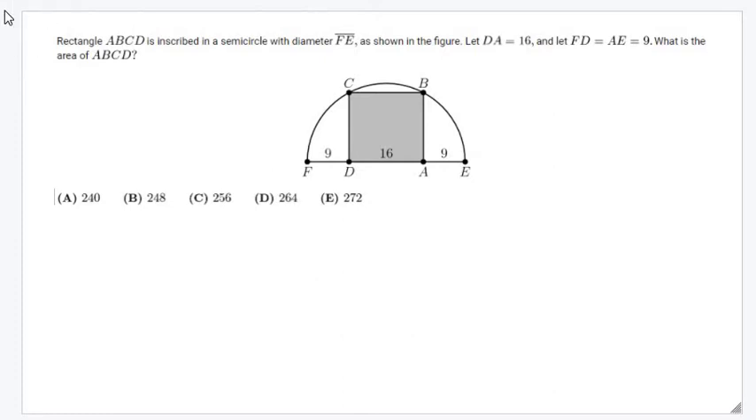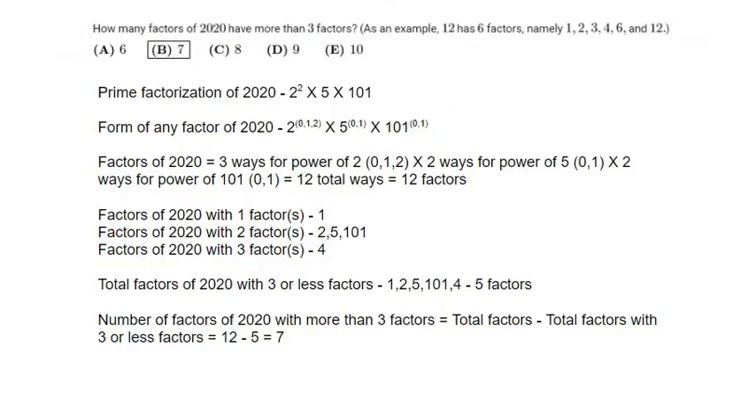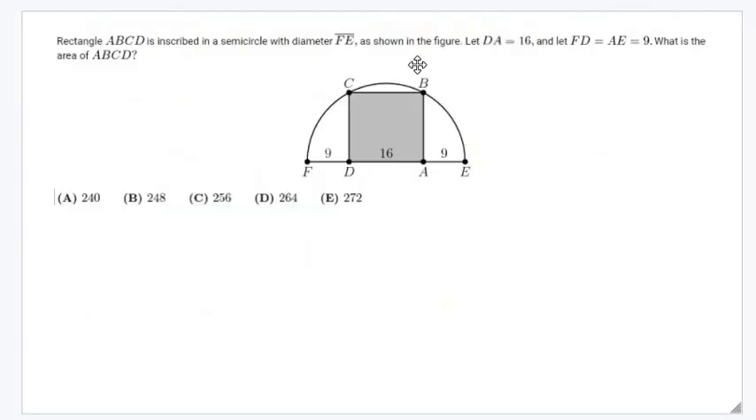Continuing on to the next problem. Rectangle ABCD is inscribed in a semicircle with diameter FE as shown in the figure. Let DA equal 16, and let FD equal AE, which is equal to 9. What is the area of ABCD?